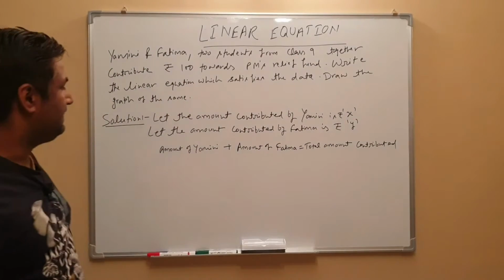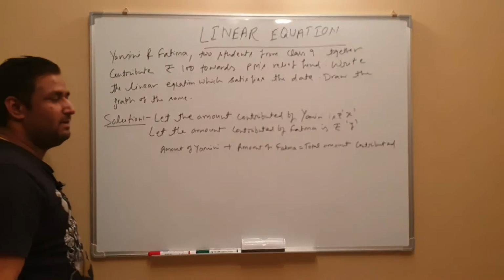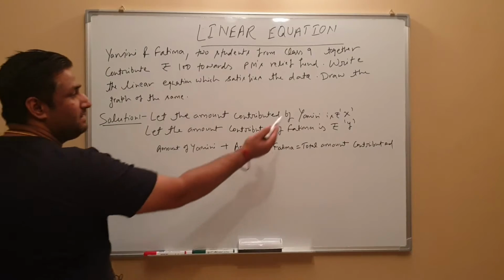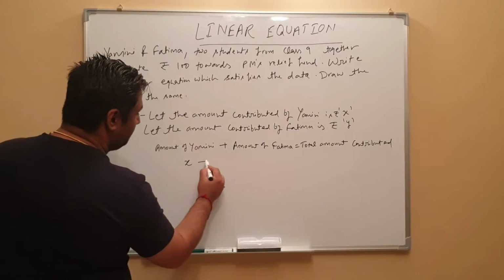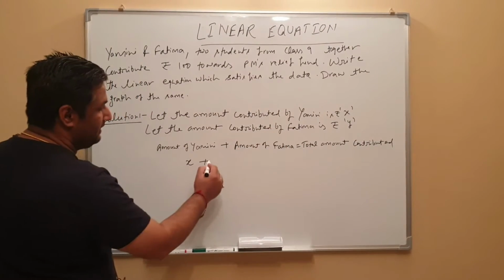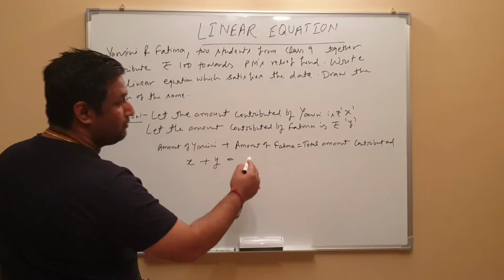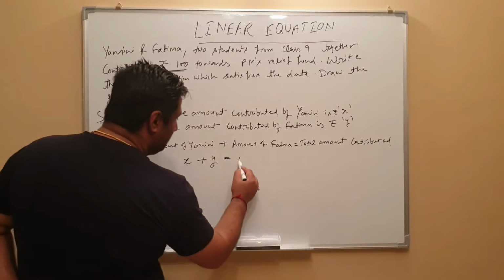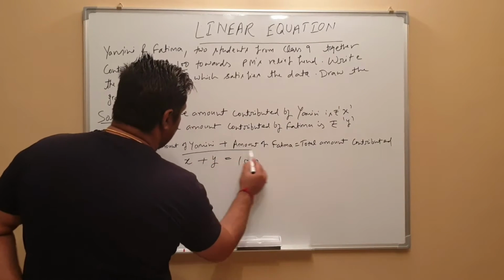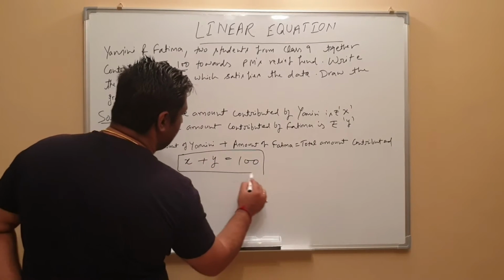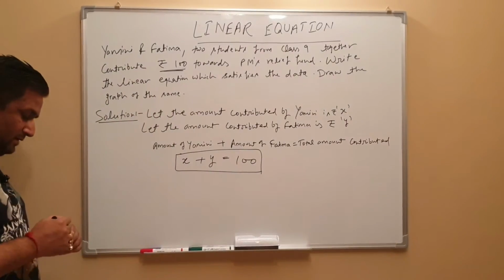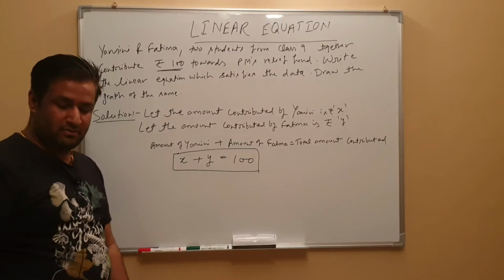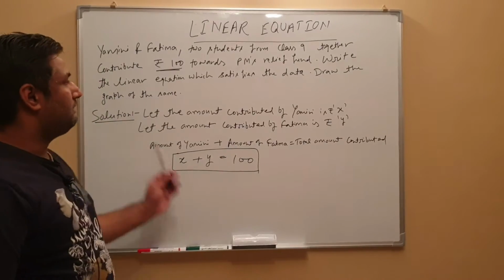Correct? So basically the amount of Yamini plus amount of Fatima will be the total amount contributed, right? So amount of Yamini is obviously X plus the amount of Fatima is obviously Y, which is equals to total amount contributed, which is 100 rupees. So this is how we will simply form a linear equation for this given data. So that means X plus Y is equals to 100. So this is the equation what we will get.